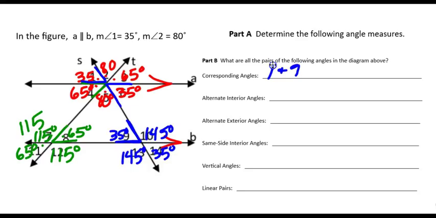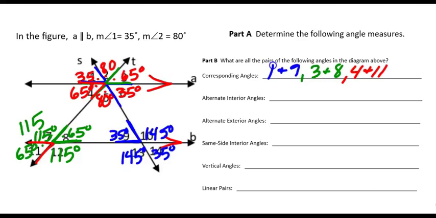Then we've got 3 and 8. So 3 is here and 8 is down here. So we've got 3 and 8. That's another pair of corresponding angles. Then we've got 4 and 11. So 4 is here and 11 is down here. Same again, 4 and 11. And then we've got 6 and 14. So I'm going to go back to, actually, let me see.